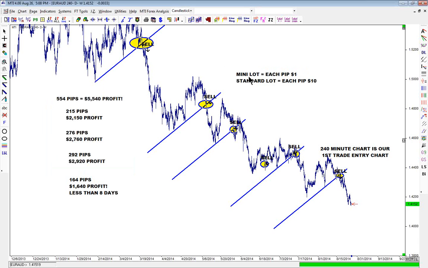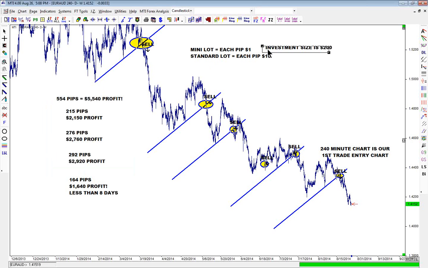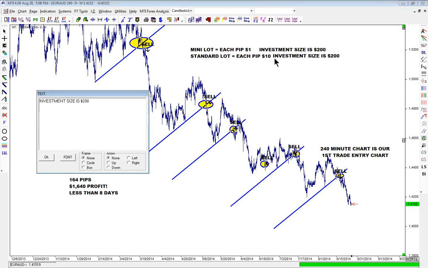Now, whatever your trading account size is, that's going to be up to you and what you can invest. Okay? I will give you my feedback on what I've seen traders do when they start to invest in mini or standard lots. For those of you that are going to be trading $1 per pip from now on, or for a while until you want to trade $10 per pip, your investment size is $200 to trade $1 per pip. Now, a standard lot where each pip is $10, your investment size is going to be $2,000.